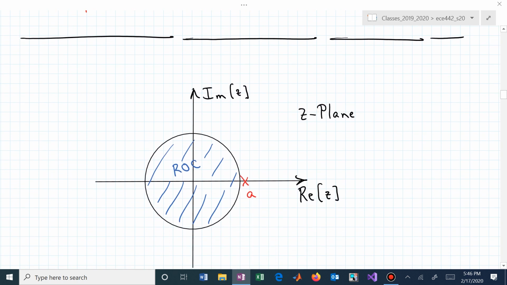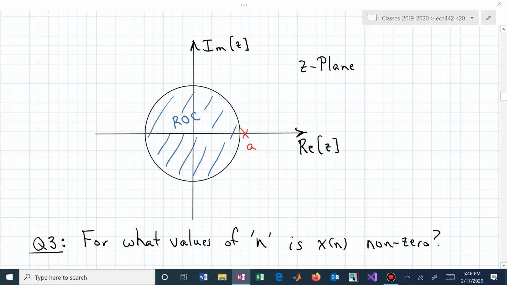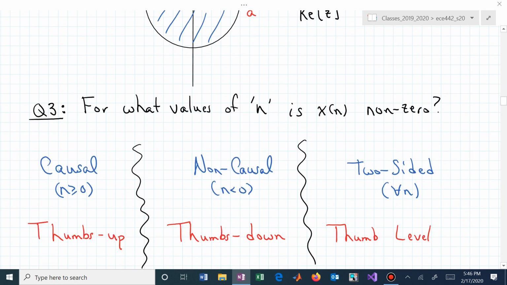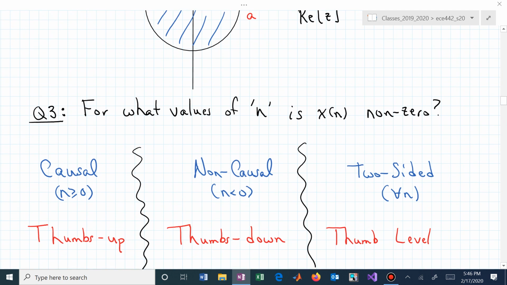Question 3. For what values of n is x of n non-zero? And you have 3 choices. Causal is still thumbs up, non-causal is thumbs down, and two-sided is thumb level. Are we ready to answer? Or are we ready to guess? 1, 2, 3.